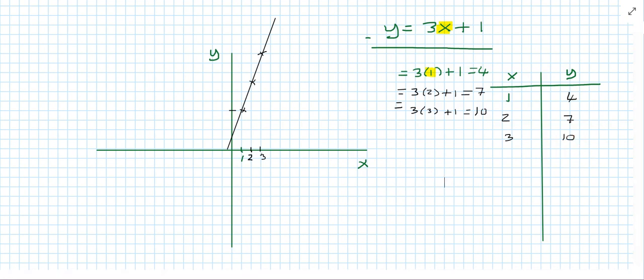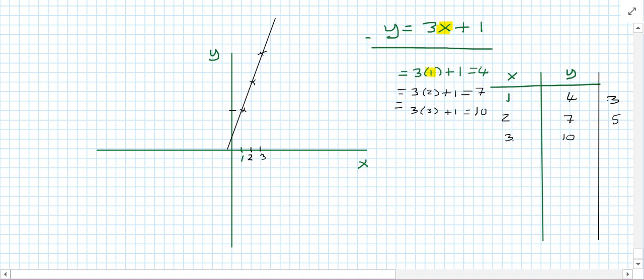So what we can kind of look at then as well is that there's a rate of change in relation to these variables. So what is the change? So we can see that when x is 1, y is 4. So what's the difference between 1 and 4? It's 3. So when x is 2, y is 7.